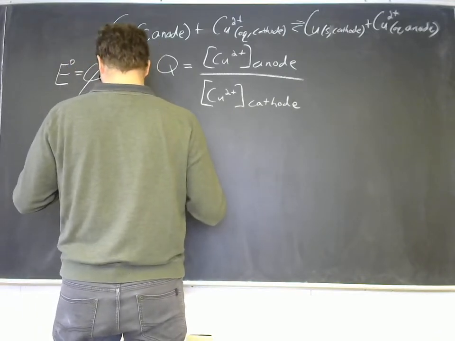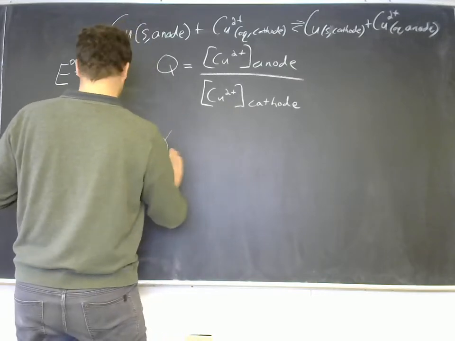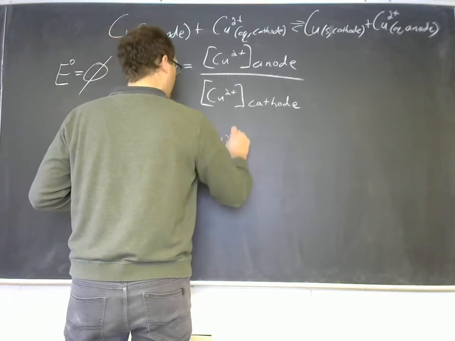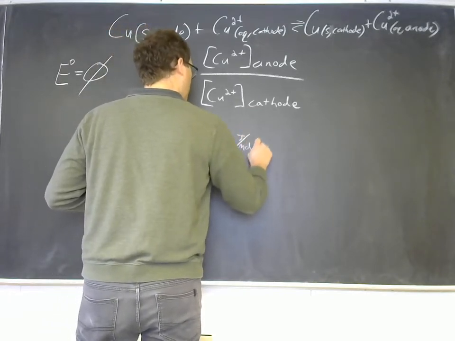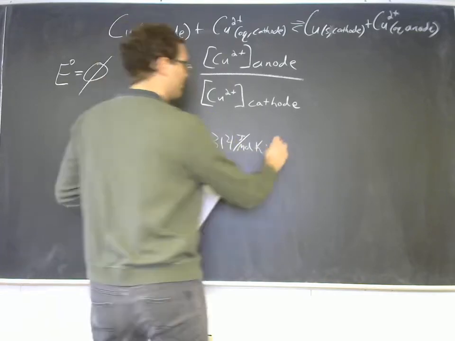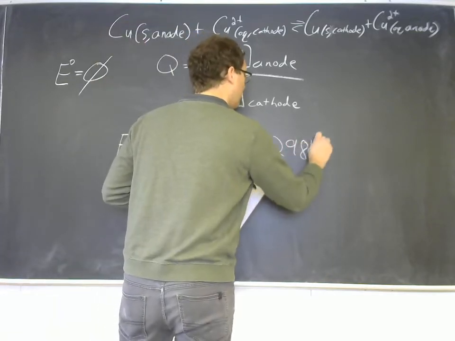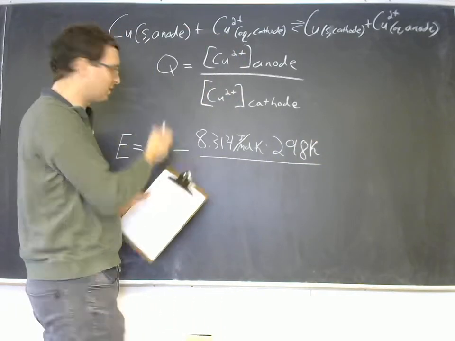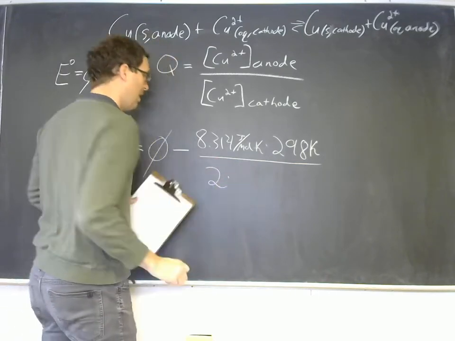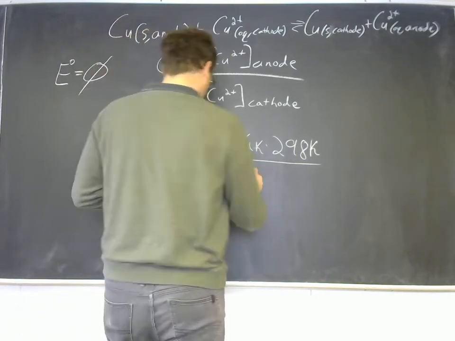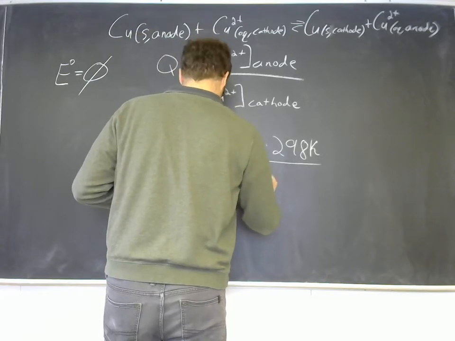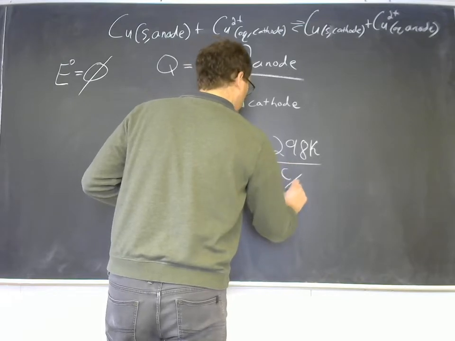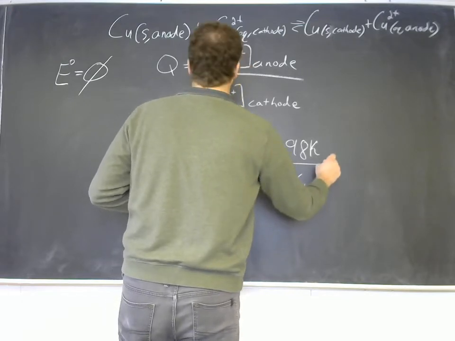that should be a minus. I was thinking that was wrong. Minus R, 8.314 joules per mole Kelvin. T, again, will have 298 Kelvin. RT over N. For the copper concentration cell, N is again 2. And the Faraday's constant, 96,485 coulombs per mole. And that'll be times the natural log of Q.